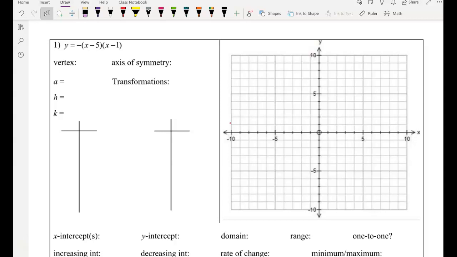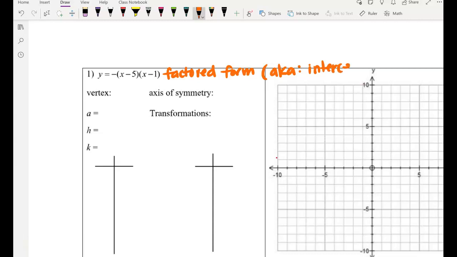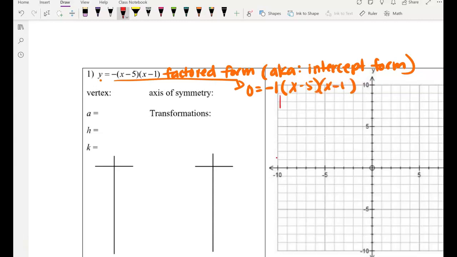Example one says y equals negative the quantity of x minus 5 times the quantity of x minus 1. Student, this is the factor form. Remember, factor form from above, we also said, aka, it is the intercept form. Intercept form meaning that we can find the x-intercept right away. X-intercept is when we take y, we set it equal to 0. So 0 equals negative 1 in the front, x minus 5 times x minus 1. We take each factor and set it equal to 0. Well, 0 equals negative 1 doesn't make sense, 0 is never negative 1, so we can just ignore that. X minus 5 equals 0. X minus 1 equals 0.